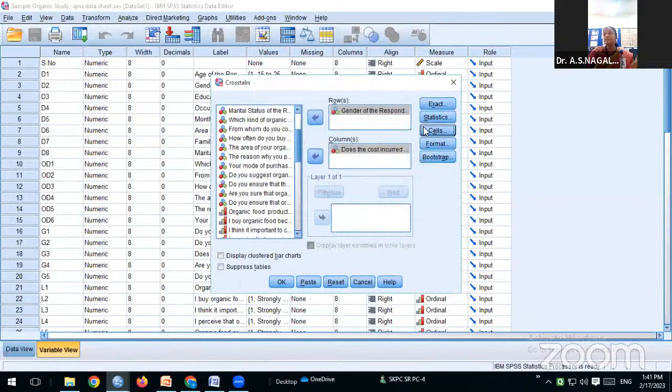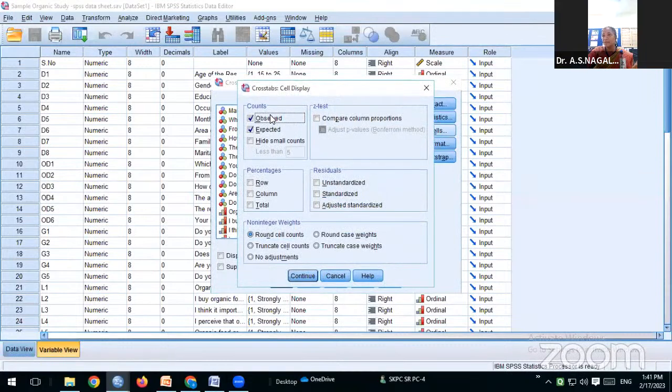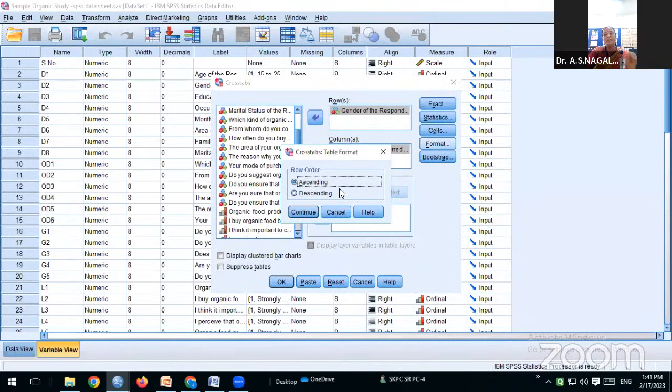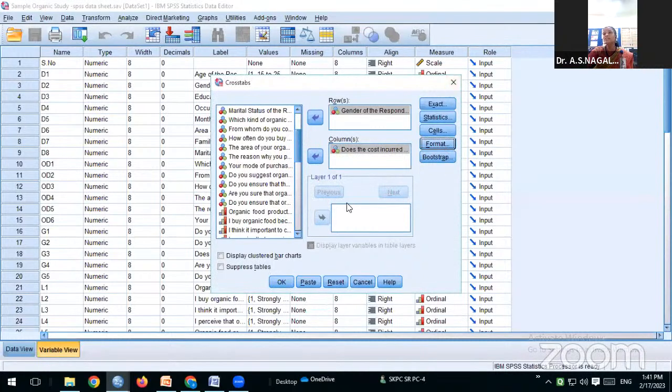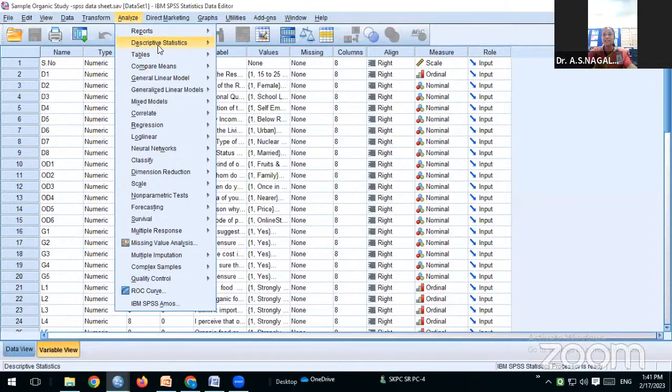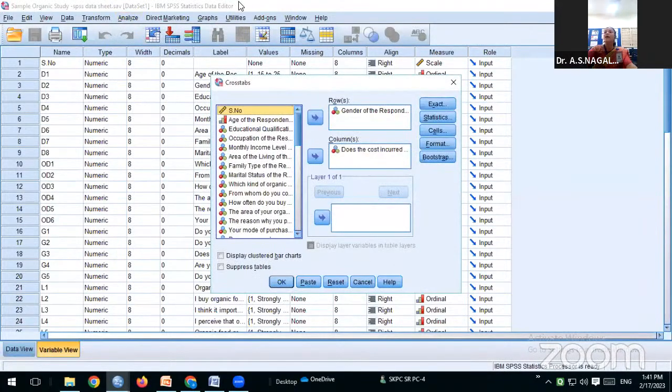Okay, then go to Cells. This is what we have done, observed and expected. Continue. Format will always be default, in ascending order. Let it be, don't touch. Give Continue. So this is what we're going to do. First of all, I'll tell you what is to be done: go to Analysis, Descriptive Statistics, go to Crosstabs, and choose the variables which you have taken for the hypothesis.